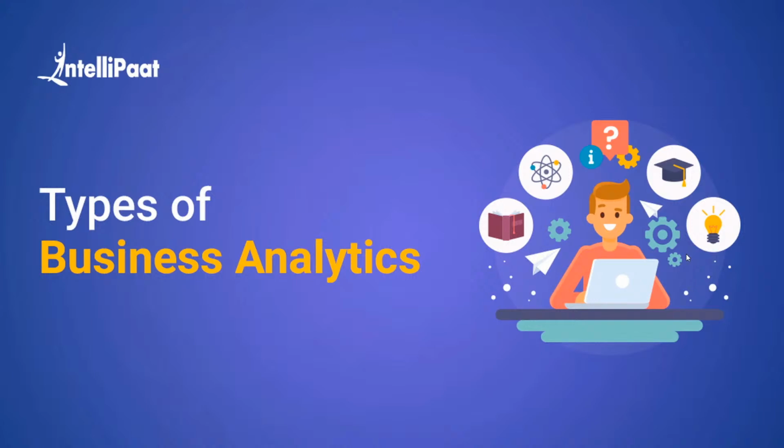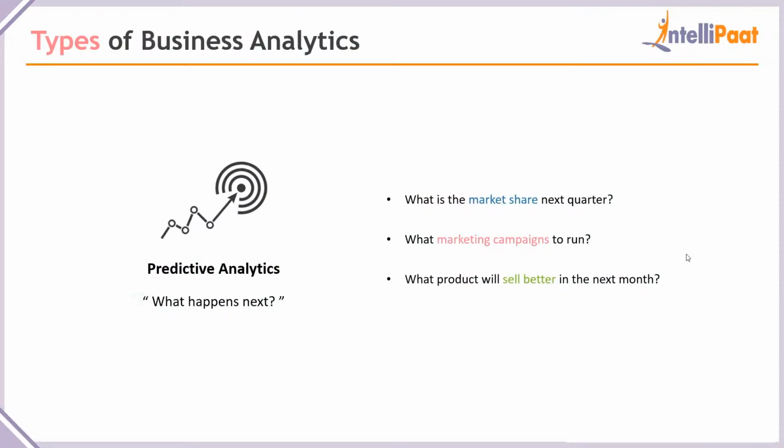Now, when you're talking about the types of business analytics in today's world, there are three main important types, and you really have to know this. The first type is predictive analytics. In predictive analytics, as the name suggests, we're trying to ask questions and predict something. What happens next is the tagline for predictive analytics, in my opinion.